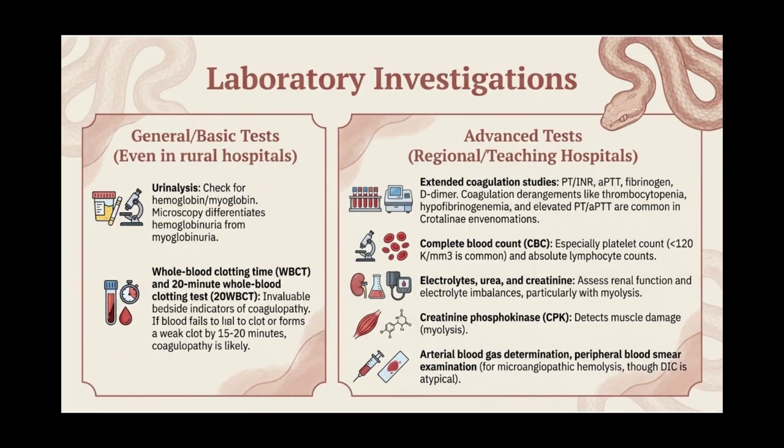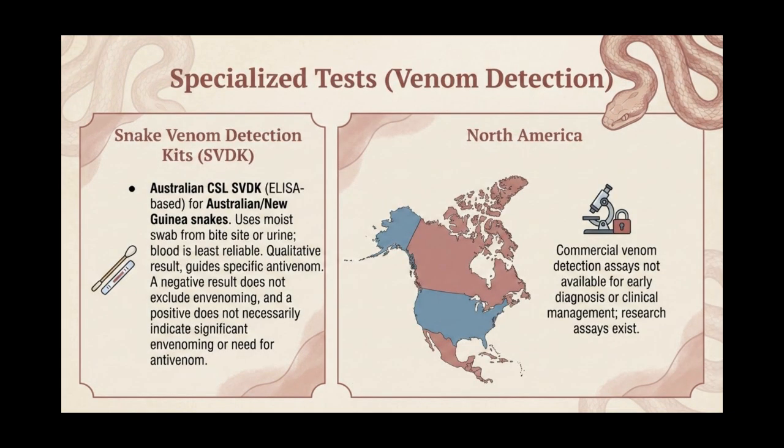However, it is important to note that venom-induced thrombocytopenia and coagulation abnormalities typically do not signify disseminated intravascular coagulation. Snake venom detection kits are specialized tools used to identify venom from snake bites. Currently, the only commercial system available is the Australian CSL Snake Venom Detection Kit, which employs a sensitive technique called sandwich enzyme-linked immunosorbent assay. This assay can detect nanogram concentrations of venom, but it is only applicable for snakes native to Australia and New Guinea.